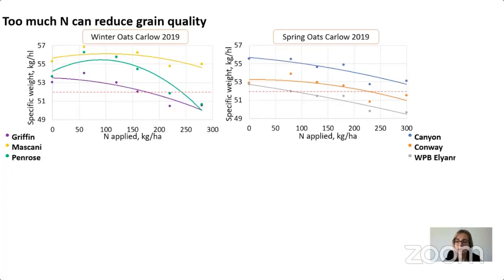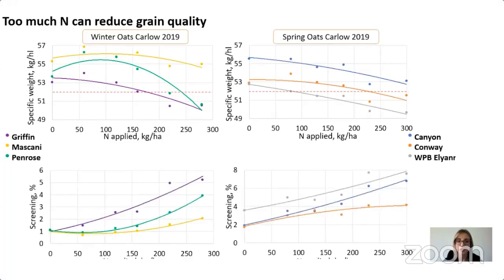The winter oats, which had 3 varieties, are on the left, and the spring oats, which also had 3 varieties, are on the right. The x-axis shows the different levels of N applied. These charts show that specific weight declined with increased N. The dotted red line represents the specific weight value that millers want, which is ideally 52 or above. So for a couple of the winter and spring oat varieties here, the milling quality specification is not met at higher levels of N.